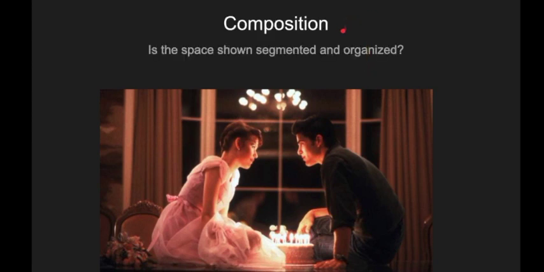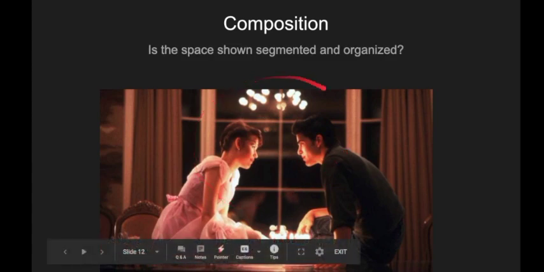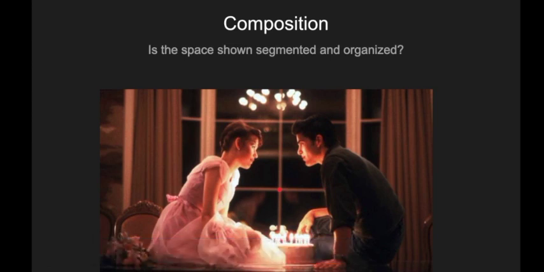Now we'll be talking about composition. And this is also an abstract, but to figure out a composition, you can ask the question, is the space shown segmented and organized? So when we look at this image from the movie Sixteen Candles, we see these two characters. We have Ryan and we also have Sam. And you can assume since there's two of them, this is a binary composition because bi means two. So therefore that can be a binary composition because there's two characters in one scene.